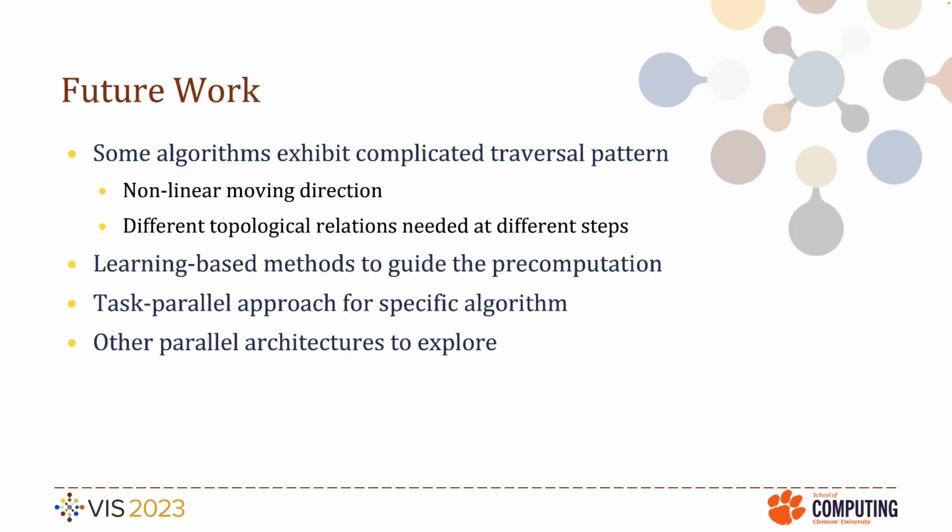The current limitation of OCTOPUS is that some algorithms may exhibit complicated traversal patterns. That is, the moving direction is not linear, and different topological relations will be needed at different steps. One possible direction would be to use some learning-based methods to further guide the pre-computation of the work producer, or we can apply such a task parallel approach on specific topological algorithms. We can also explore other heterogeneous parallel architectures for potential improvement.